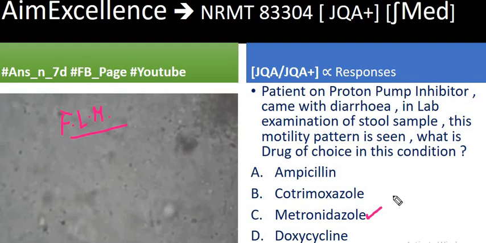Now you have to remember, if it is a USFDA question and tinidazole is also an option, then the answer is going to be tinidazole. Because according to the USFDA, tinidazole is going to be the drug of choice.